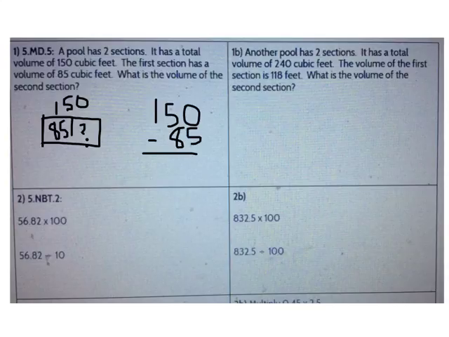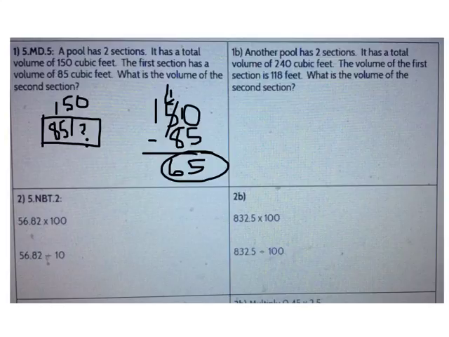Do that now. What's the volume of the second section? Well, 10 minus 5 is 5, and 14 minus 8 is 6. The answer is 65 cubic feet. Now you try 1B. Another pool has two sections. It has a total volume of 240 cubic feet. The volume of the first section is 118 feet. What is the volume of the second section?